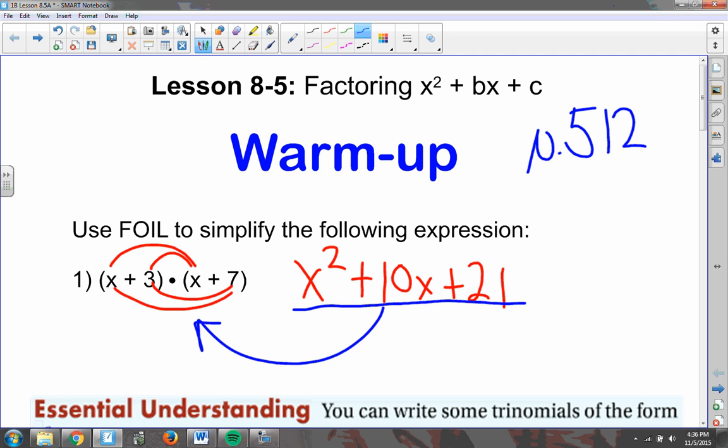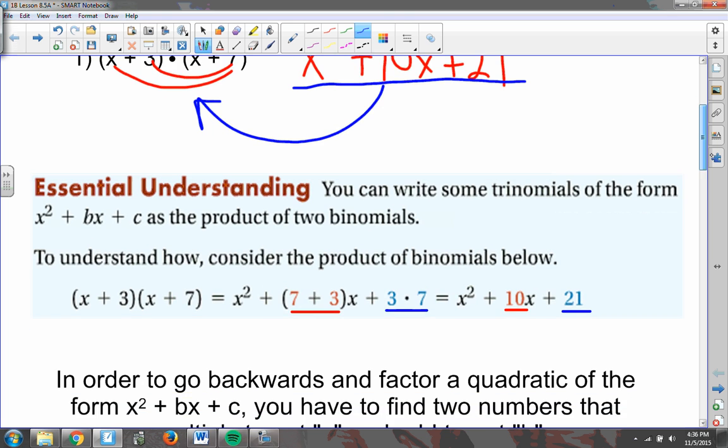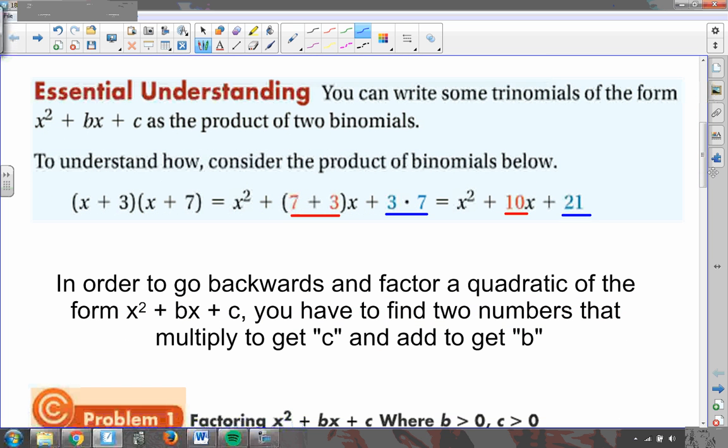And your book begins by saying this. We can write some trinomials, keyword here being some. We cannot do this all the time, but sometimes. We can write some trinomials of the form x squared plus bx plus c as the product of two binomials. Just so we're clear, b and c here are just both numbers. They could be any number, really. Well, I shouldn't say they could be any number. Some numbers will work and some numbers will not.